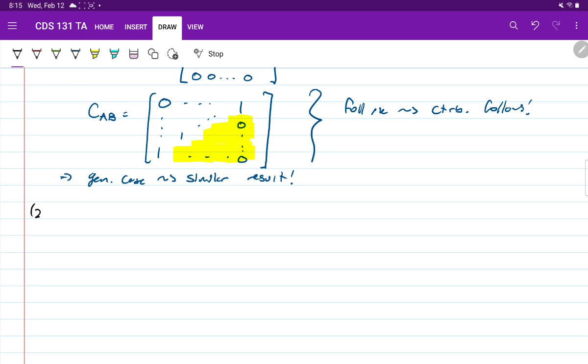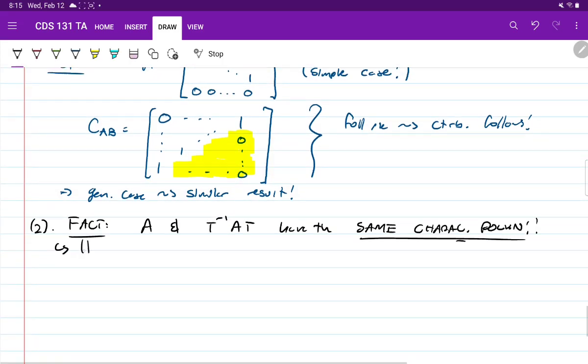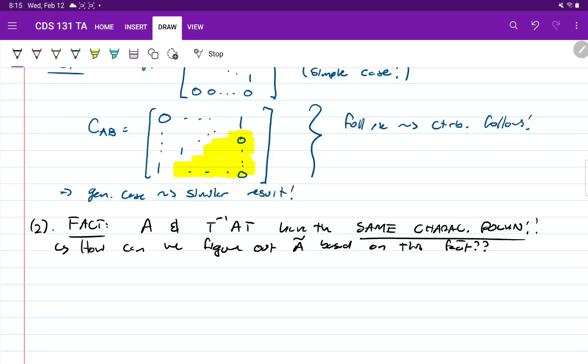Now case 2, I want to give a more thorough proof of this. Okay, so what are we going to do in case 2? Well, we recall the fact that A and T inverse A T have the same characteristic polynomial. Okay, so it'll be a very useful fact for us in this proof. So using this fact, what are we going to do? So how can we figure out A tilde based on this fact? Well, think about this for a moment, right?